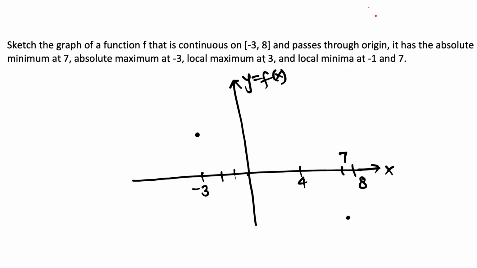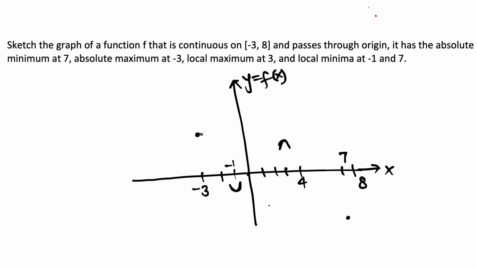Local maximum at 3. So 1, 2, 3, 4, local max. So this local max should not be above this. Okay, this is the absolute max. So at 3 maybe something like this one, it's turning curve. So locally this is the maximum. And local minima at -1. So -1 is here, local minima, maybe just below like this one.